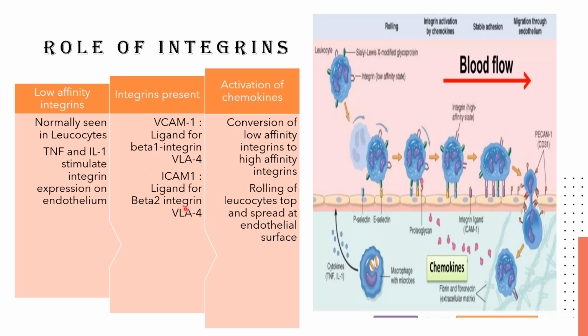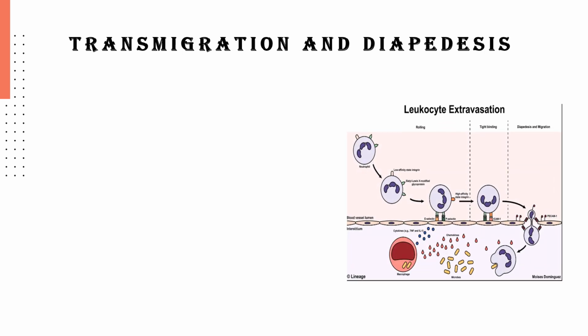So what these two do is, they will activate the chemokines. So there will be conversion of the integrin from a low affinity state to a high affinity state, which will help the leukocytes to stop rolling and that will adhere itself to the endothelium. Following rolling and adhesion, the last step is transmigration and diapedesis. This will help the leukocyte to extravasate or to escape the endothelium and then go to the site of inflammation or injury. This is brought about by a molecule called PECAM1 or CD31.